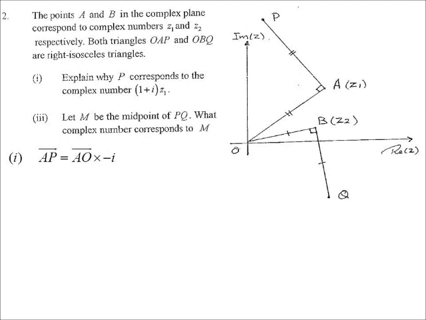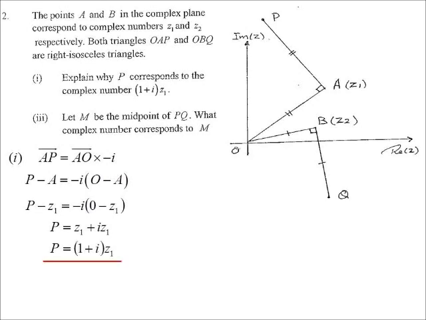So I'm actually multiplying it by negative i. Another way of thinking about that is I'm multiplying by cis minus pi on 2 because I'm adding negative pi on 2 to the angle. So I'm going back the other way. All right, so P minus A will be minus i times O minus A. Playing around with that, we get to show, yep, there it is. That's why we end up with the 1 plus i times Z1.